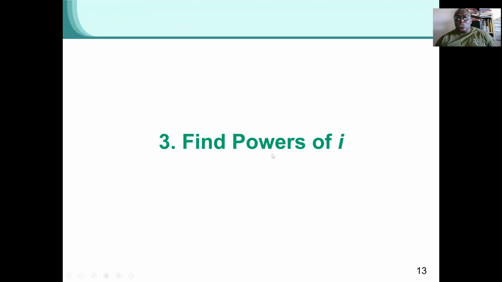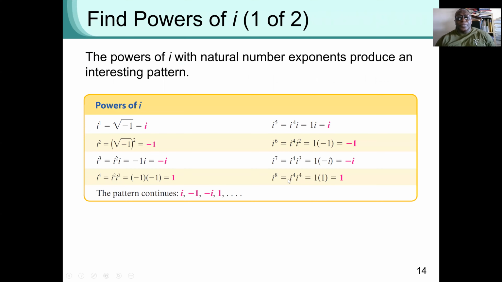And then, find the powers of i. We know the powers of i with natural number exponents produce an interesting pattern. So let's see the powers of i. If the power of i is 1, we know 1 of anything is the same. But look what happened here. The square root of negative 1 is i.